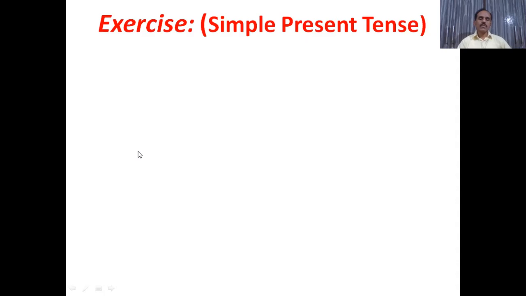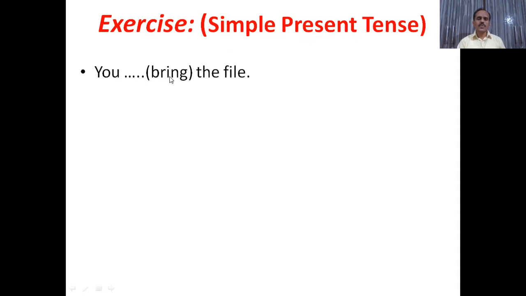Fine, we have here three exercises on subject verb agreement. Here, what we have to do is fill in the blanks with the simple present tense form of the words given in brackets. Right, let us look at the first sentence.